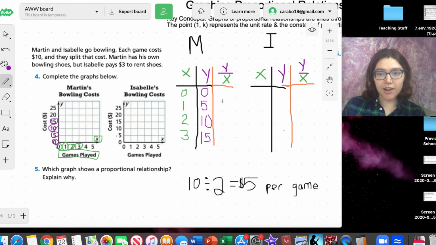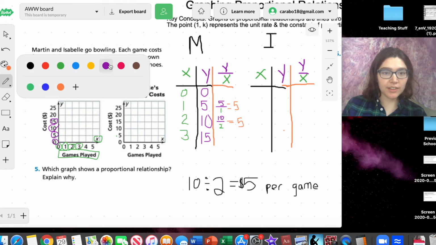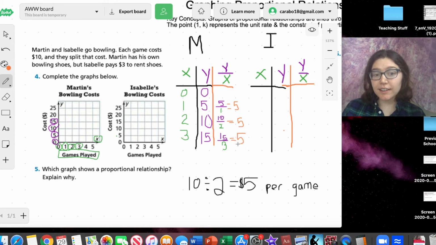And divide our y: 5 divided by 1, what is that? 5. Okay, then I have 10 divided by 2 is equal to 5. And then I have 15 divided by 3. And that is also going to be equal to 5. Okay, so we have a consistent constant of proportionality, which is 5.